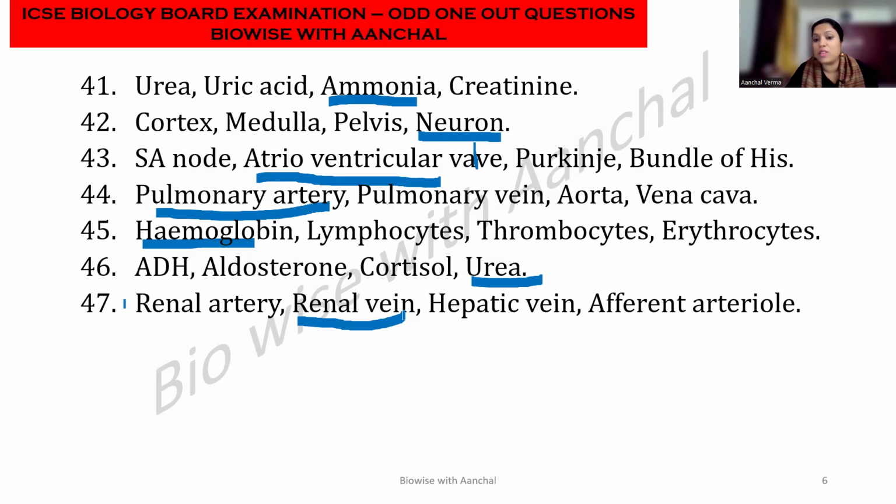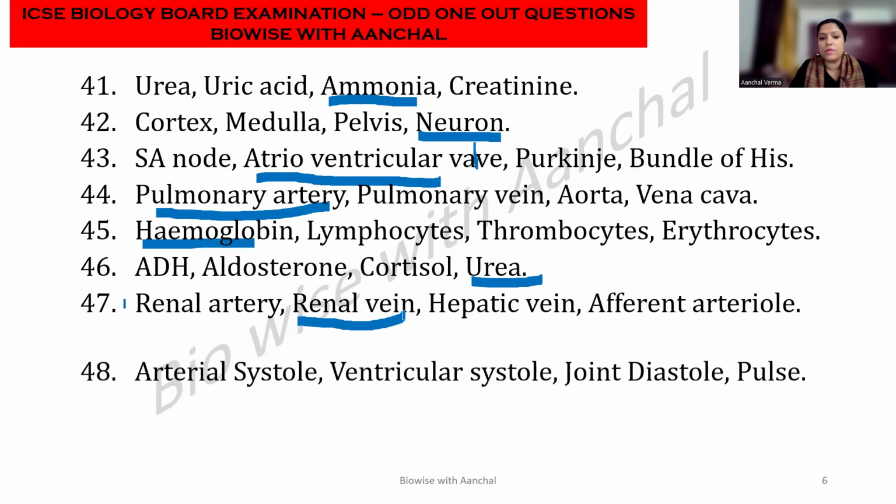right? Because it is before the filtration. But renal vein is taking the blood after the filtration. So renal vein does not contain urea, but the rest of these three blood vessels contain a high amount of urea. In the liver, urea is formed, so hepatic vein contains urea. Afferent arteriole is coming to the glomerulus, so it contains urea. Renal artery is bringing the blood to the kidney, so it also contains urea.